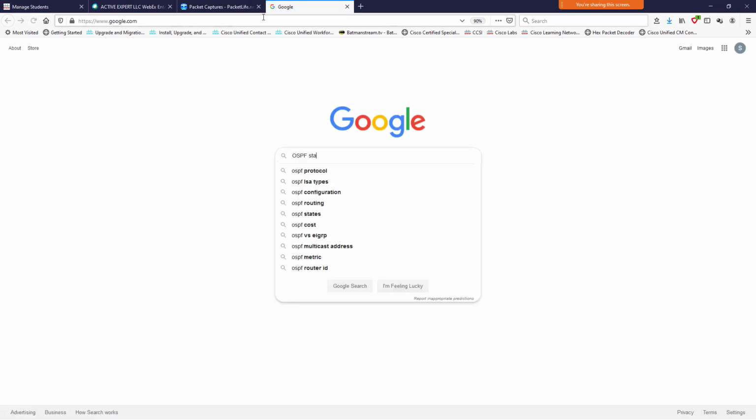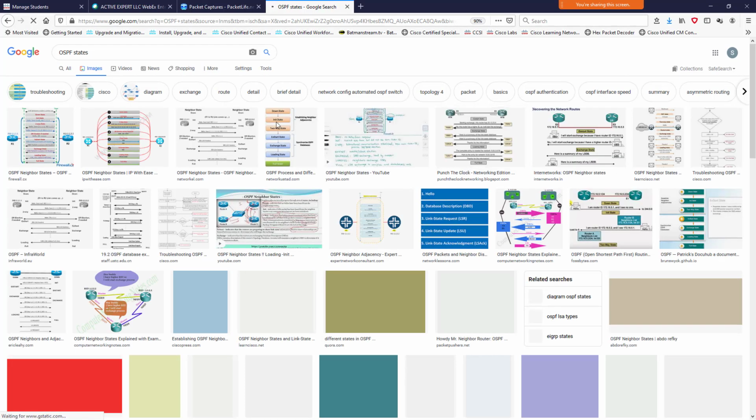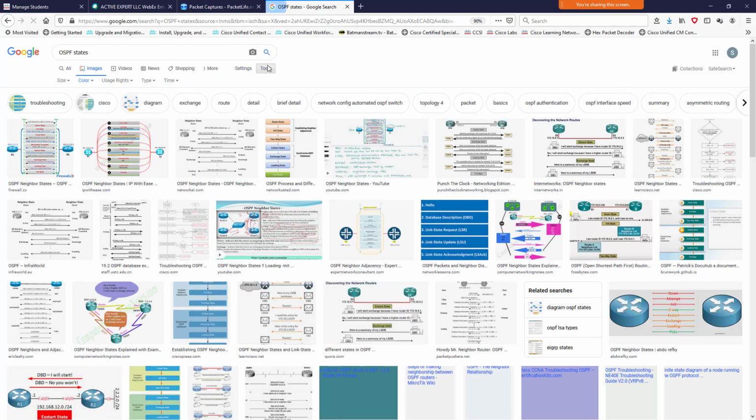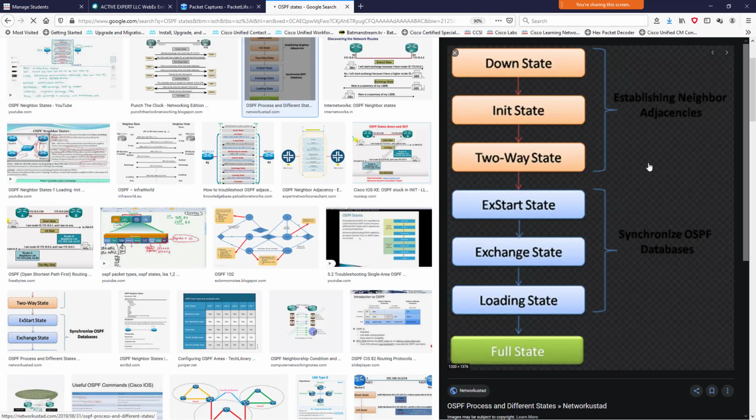OSPF states, and pull up an image. Let's go with a large image here. So these are the states that we progress through as we establish an adjacency. The down state, the init state, the two-way state. In the two-way state, we've identified that we can form an adjacency, but we're not at the point where we're exchanging information. Then we synchronize our databases by going into the ExStart state, which is where we do our master-slave election and DR, BDR election and so on.